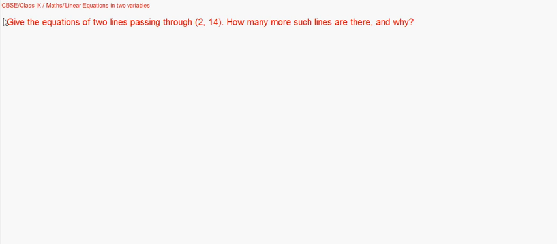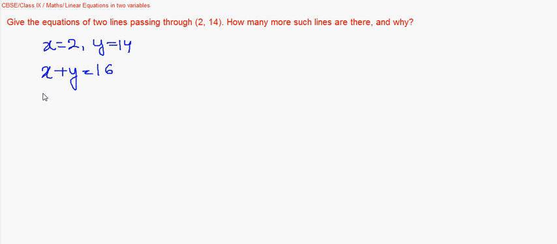That means this line has the coordinates (2, 14), that is, x is 2 and y is 14. What equation might this line have? I can write it as, suppose, x plus y is 16. You can see it is 2 and 14. We have to give the equations of two lines. One can be x plus y is 16, which satisfies x is 2 and y is 14.